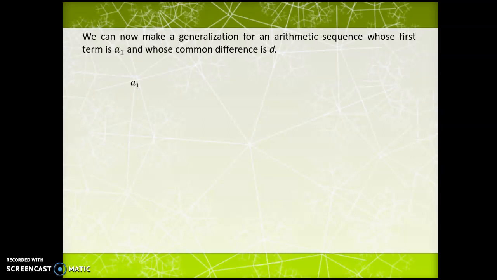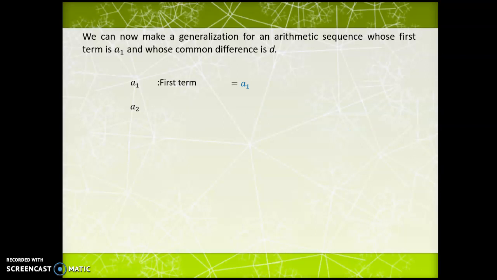So a sub 1 is the first term, so it's just a sub 1. Then when you get the second term, what did you do? Okay, correct, you added the difference, right? A sub 1 plus d. Added the difference to the first term to get the second term. And to get the third term, you add twice the difference to the first term.